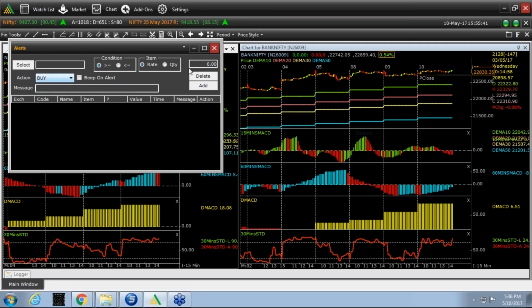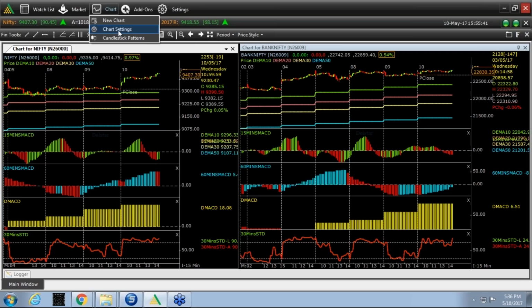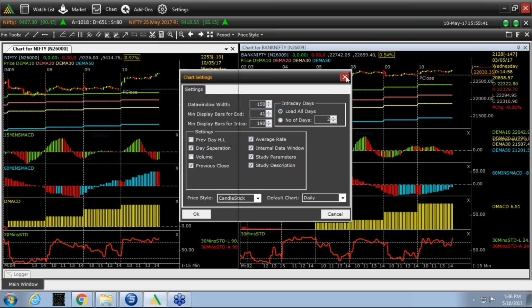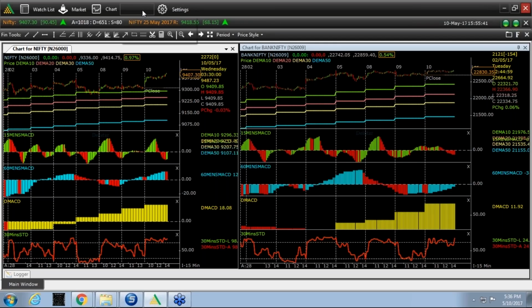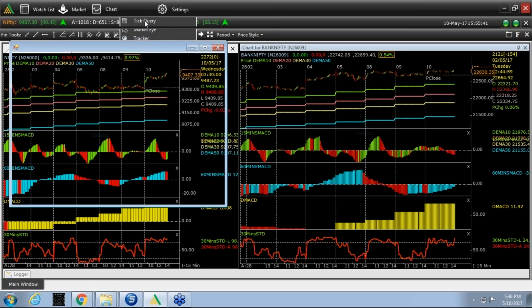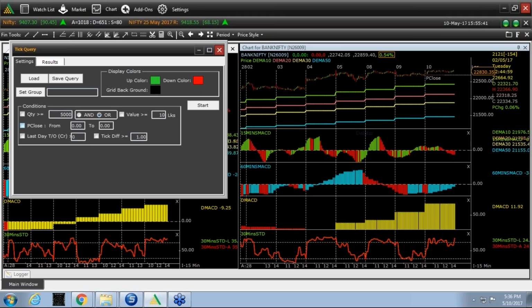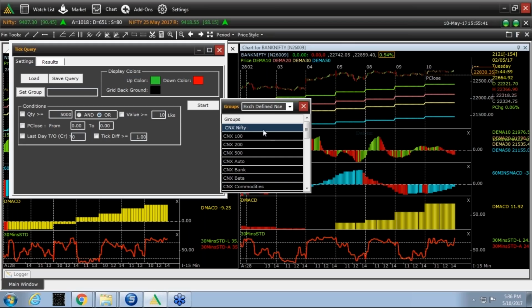So I would request that all of you should definitely go and explore. You have all the patterns here. If you just want to see the bullish, you just select them. You'll get the bullish patterns. Likewise, you have the bearish patterns. Then you have something called the tick query. So if you want to find stocks which are trading above a certain quantity or value, you can do that and start it. You can save the query also. You can set a group if you want CNX Nifty, CNX 100, whatever. You've got all these indices which are there, and you can also have your user defined group. So these features are there. You can explore, and the more you explore, the better you will become at it.